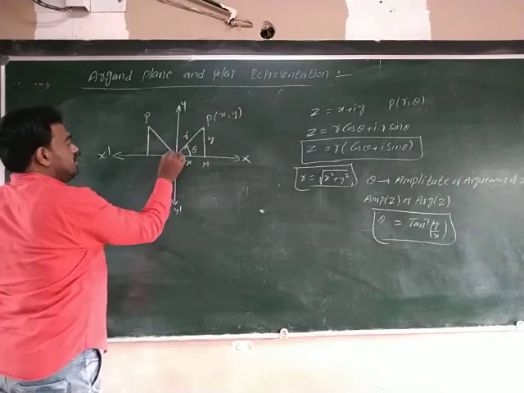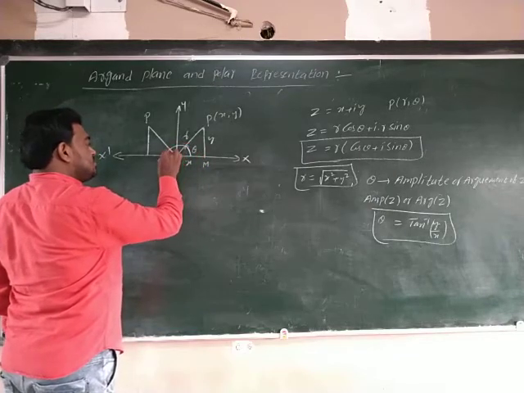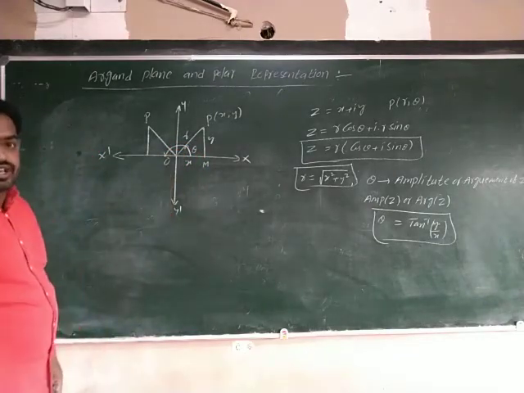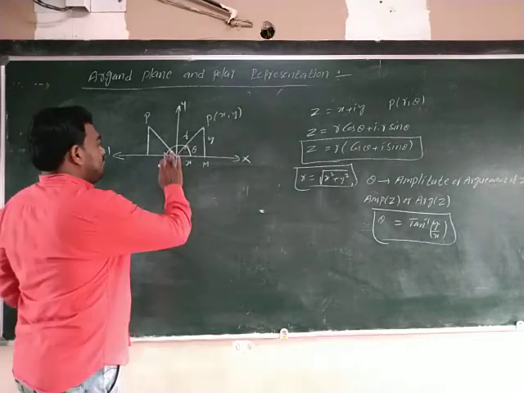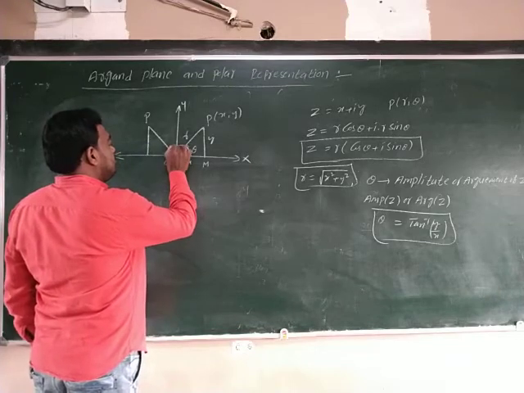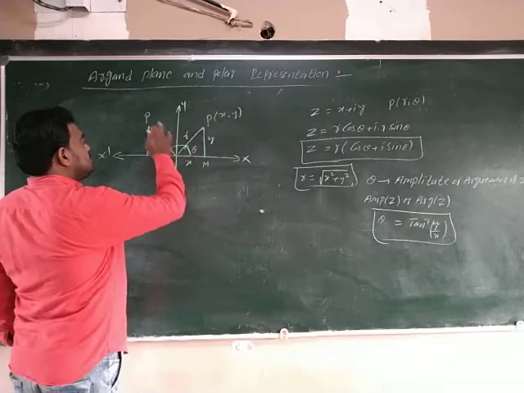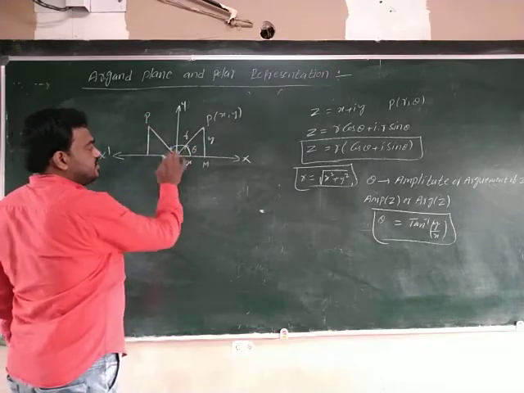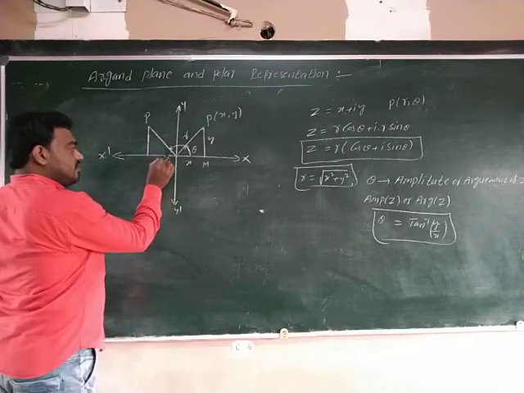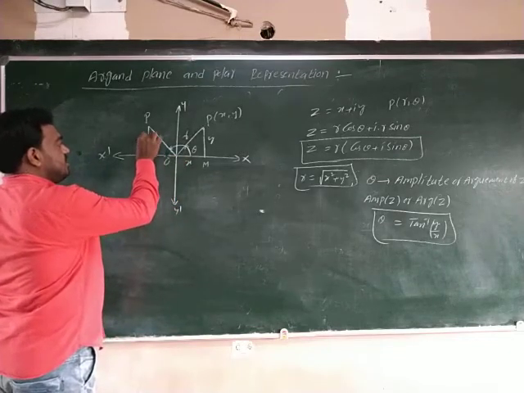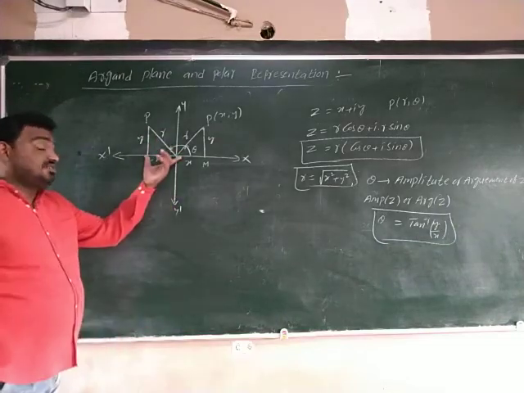Same point P. Here the angle is measured from the positive x-axis to the line OP. This is the angle. So this OX is the negative x-axis. This is the y. This is minus x we are writing. This is the r, but the length is positive.